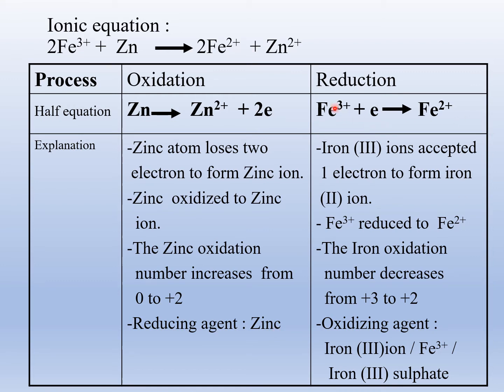Okay, how about the second one? Fe3 plus receives 1 electron and will become Fe2 plus. Iron 3 plus ion accepted 1 electron to form iron 2 ion. Fe3 plus is reduced to iron 2 plus, as shown in the half equation. So the oxidation number for iron decreases from plus 3 to plus 2. So the oxidizing agent is iron 3 plus ion, or iron 3 sulfate. Either one from those 3 selections.